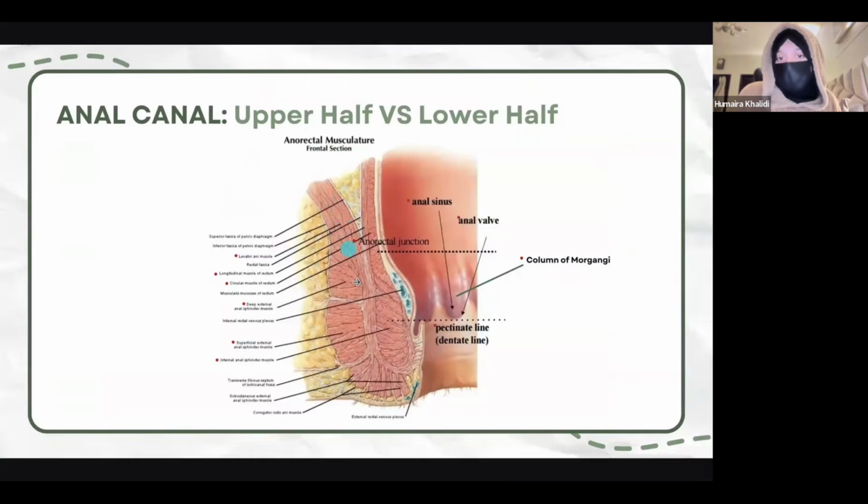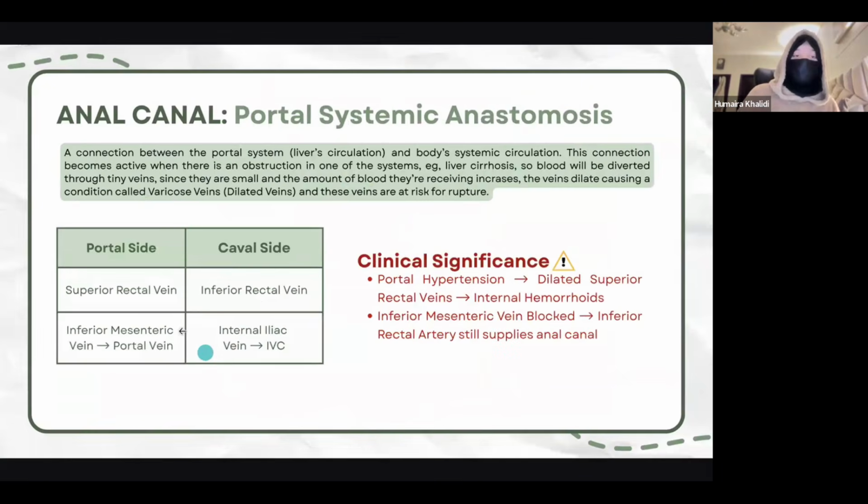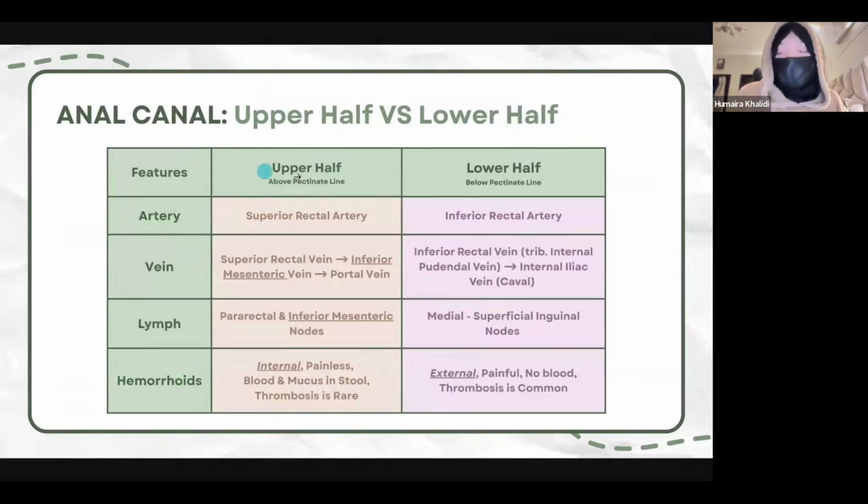Again, it's basically the same thing, levator ani, the exact same slide, guys. Now, something that I want to mention is, if you notice that the upper half, the venous supply drains into the portal vein, which is basically you're entering the portal circulation. The lower half drains into the systemic circulation, which is normal. But this is into the portal circulation.